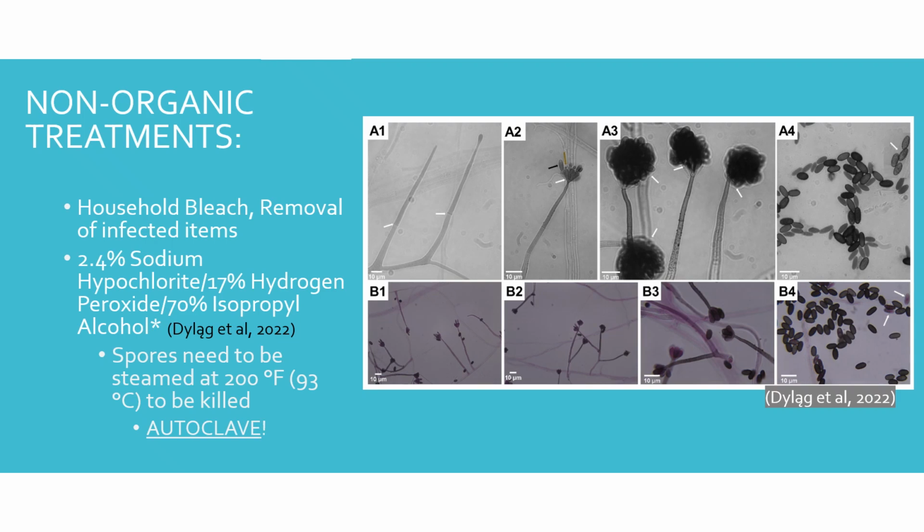As for treatments, it's usually easier to kill the mold outside of the human body, be it bleach, removing the items. One of the most prominent researchers of black mold recommends either a sodium hypochlorite solution, hydrogen peroxide, or even isopropyl alcohol. And as for the spores themselves, they need to be killed off in an autoclave, which means that it has to hit at least 200 degrees Fahrenheit, or about 93 degrees Celsius, for about 15 to 20 minutes.